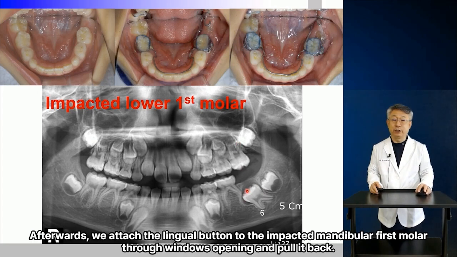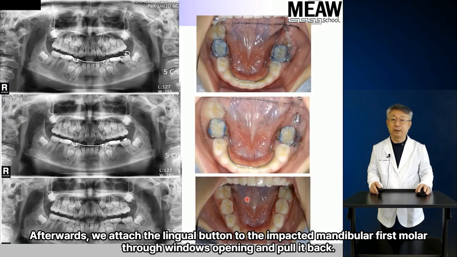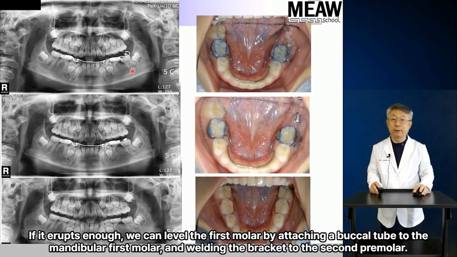Afterwards, we attach the lingual button to the impacted mandibular first molar through window opening and pull it back. If it erupts enough, we can level the first molar by attaching a buccal tube to the mandibular first molar and welding the bracket to the second premolar.